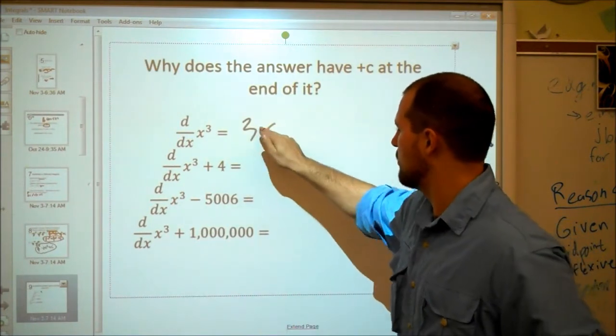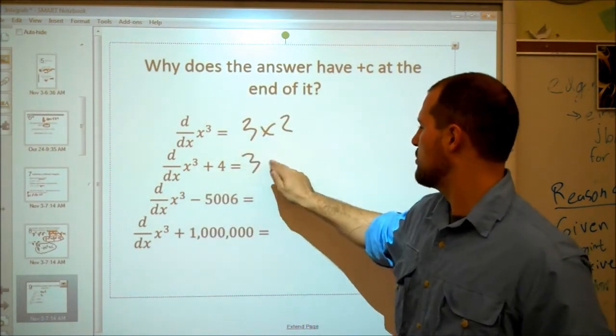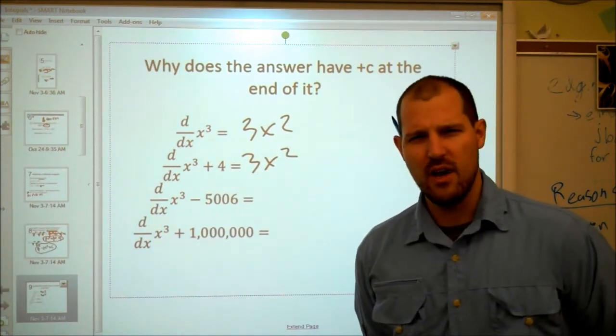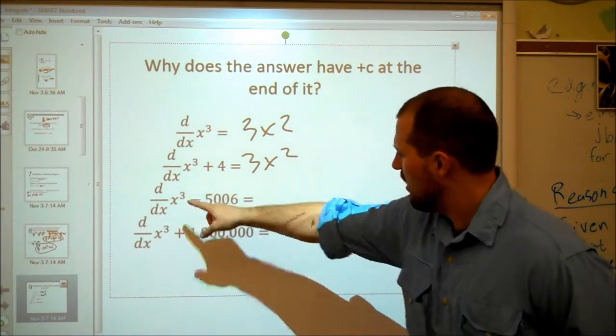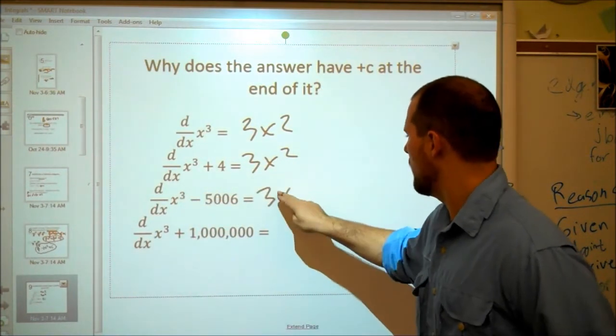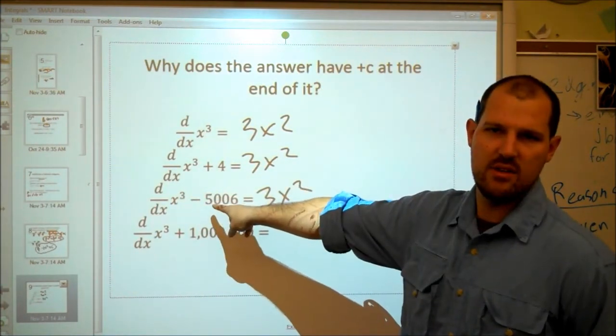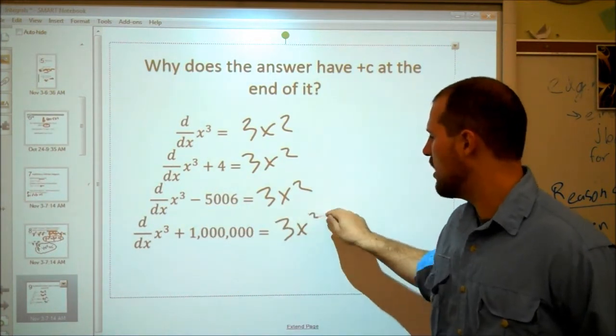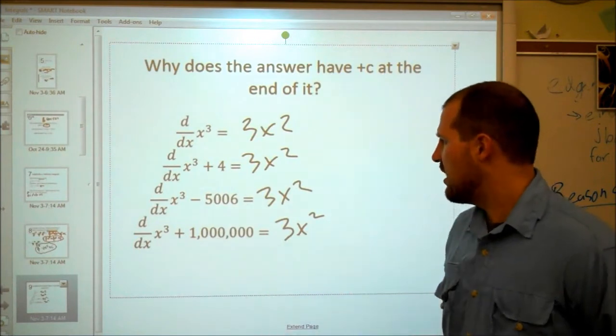So that becomes 3x squared. What about this one? X cubed becomes 3x squared. What happens to the 4? Derivative of a constant is 0, so it goes away. Derivatize this, 3x squared. What happens to the derivative of negative 5006? Oh, it's a constant, 0, it goes away. What about down here? 3x squared. Derivative of a million, that's 0.